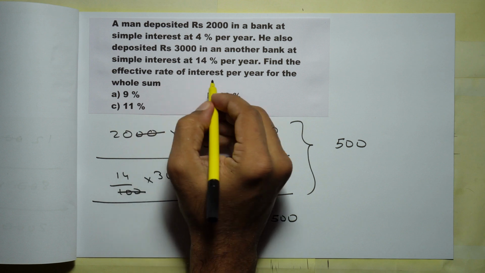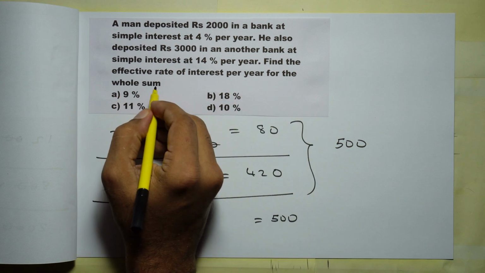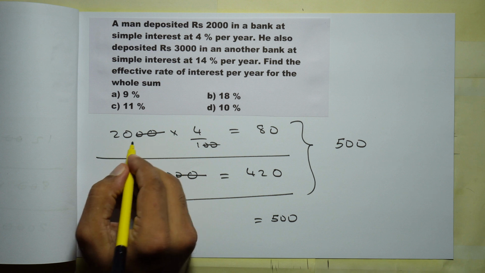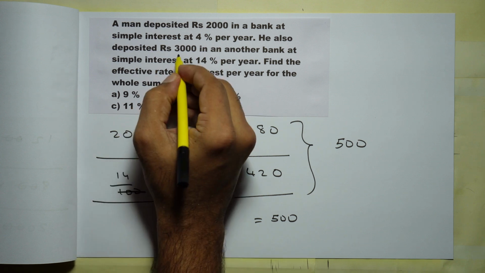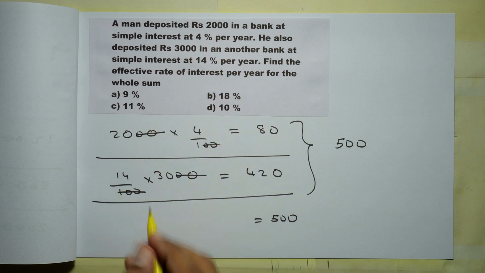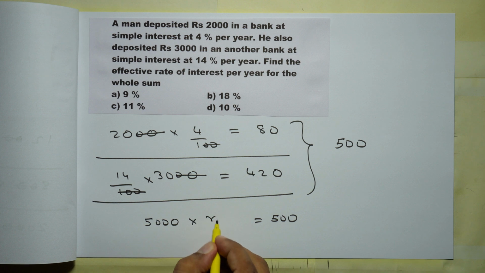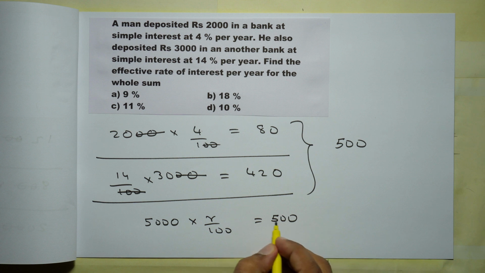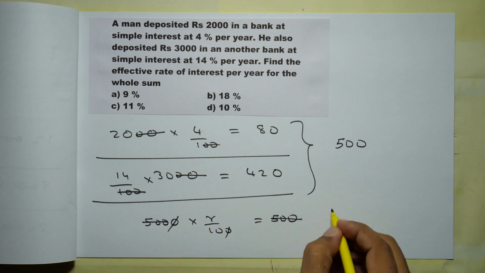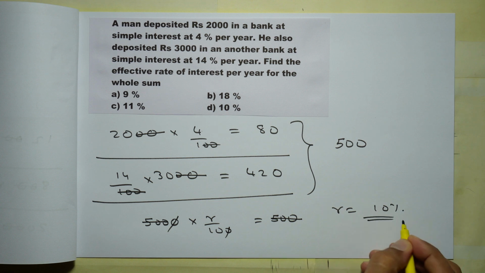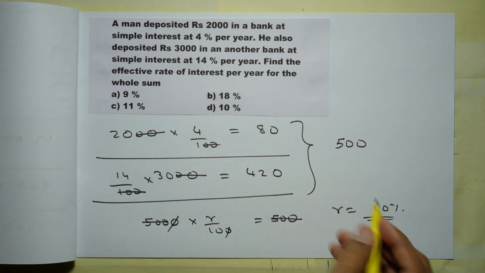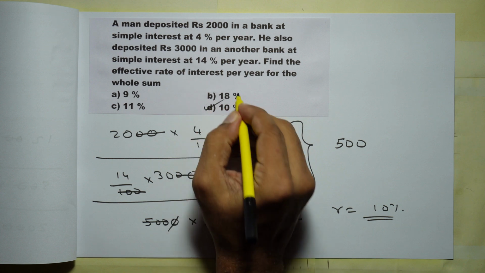Now find the effective rate of interest per year for the whole sum. Now in one bank he has deposited 2000 and in the other he has deposited 3000. So 2000 plus 3000, altogether he has deposited 5000. And let us say he is getting R percentage of his total amount 5000 and what he is getting is rupees 500. So we'll just solve here. 500 and this 500 cancels out, this 0 I'll cancel with this 0. So R you will get it as 10%. So effective rate of interest for the whole amount is 10%. That is option D.